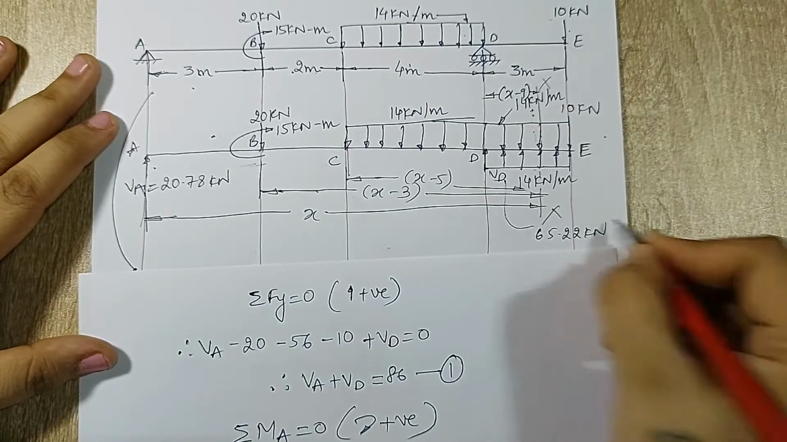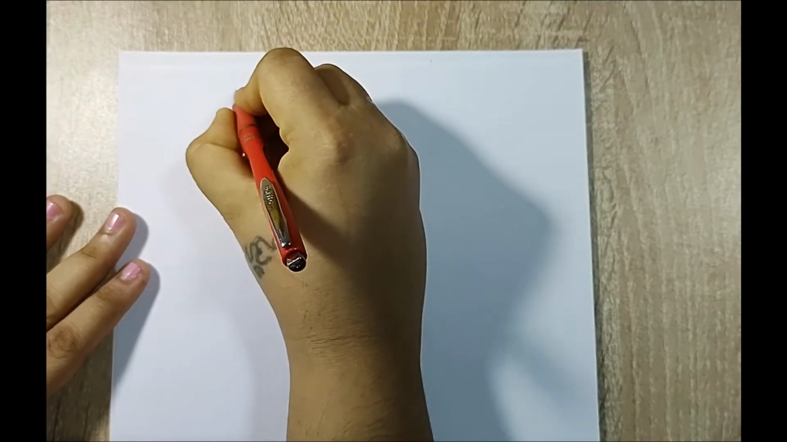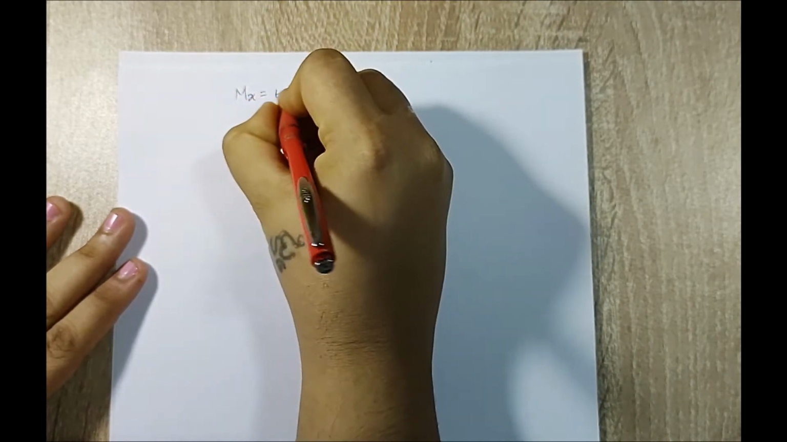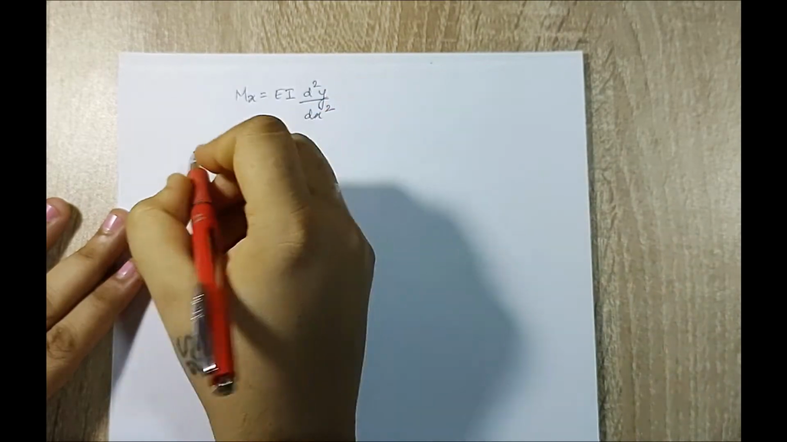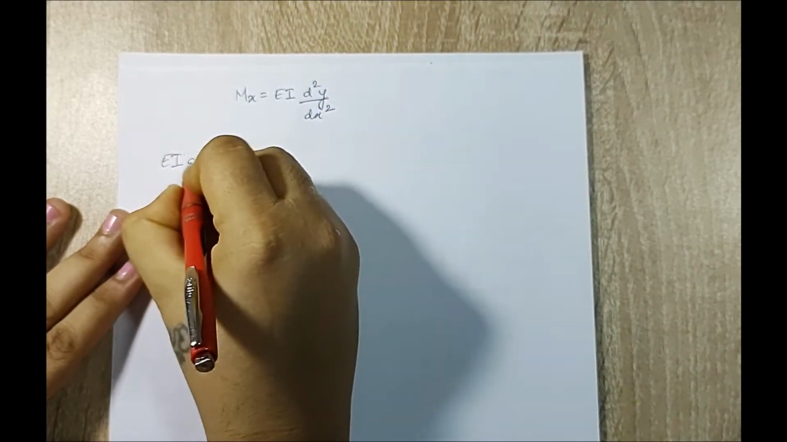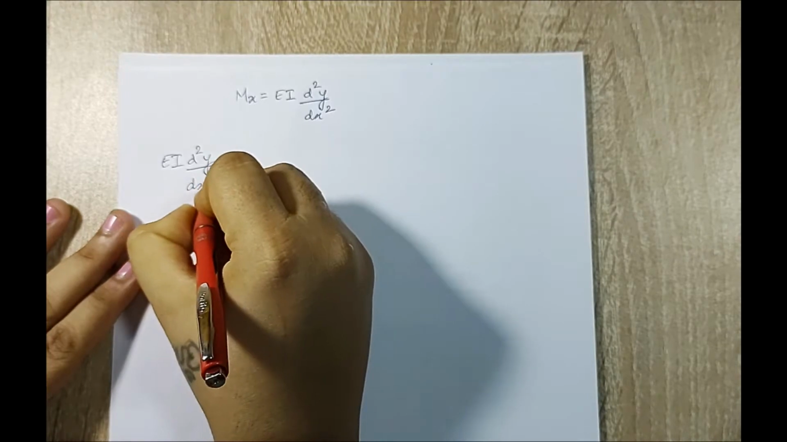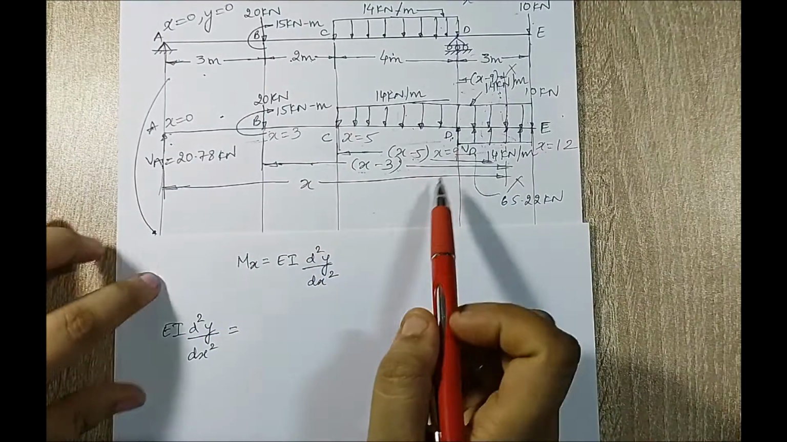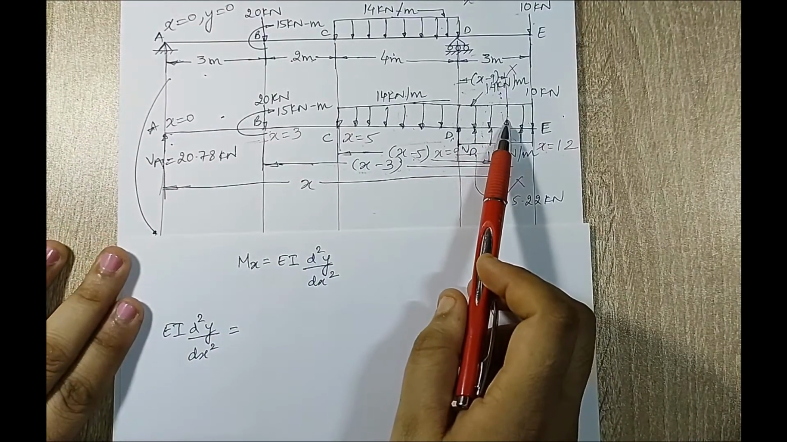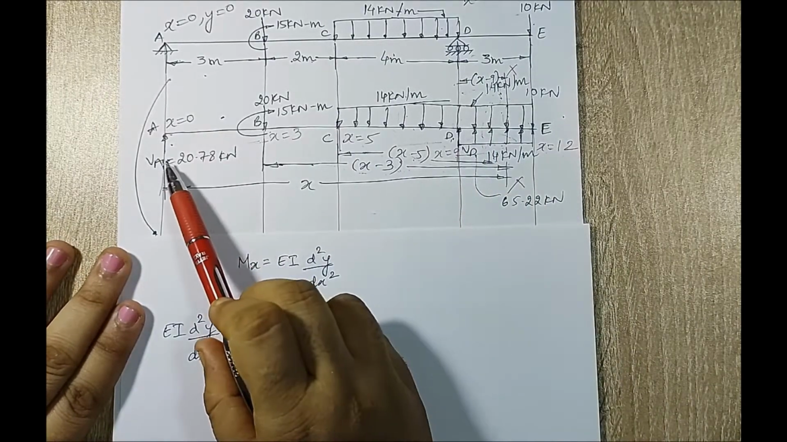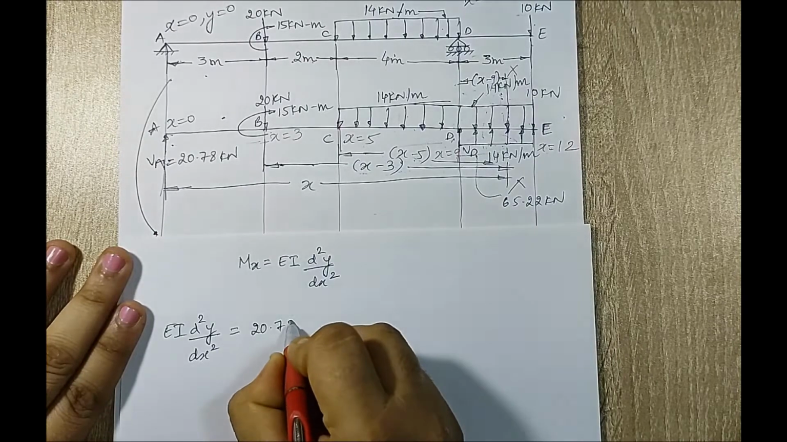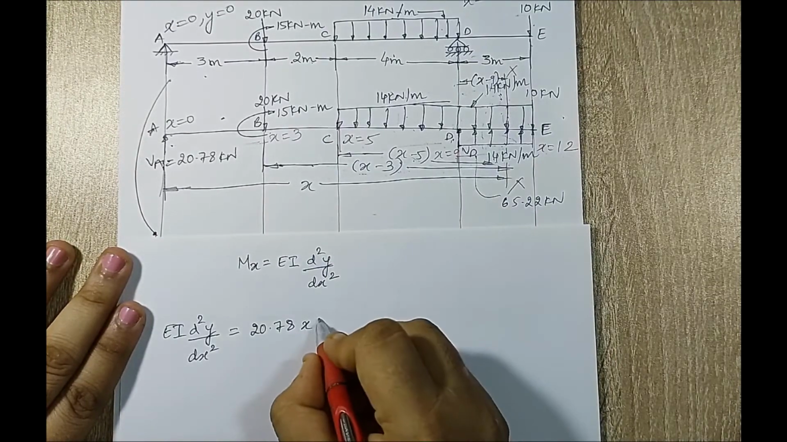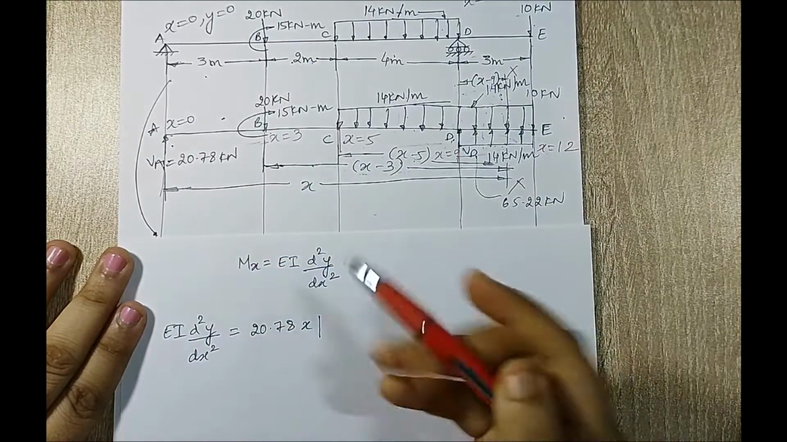Next I am going to write down the moment curvature relation, which is Mx is equal to EI d square y by dx square. Now this equation, EI d square y by dx square, will be, I'll see the diagram, I'm going to turn all the forces towards the section. So I'll start with VA turning clockwise. So it will be 20.78 into x. The domain will be from 0 to 3.